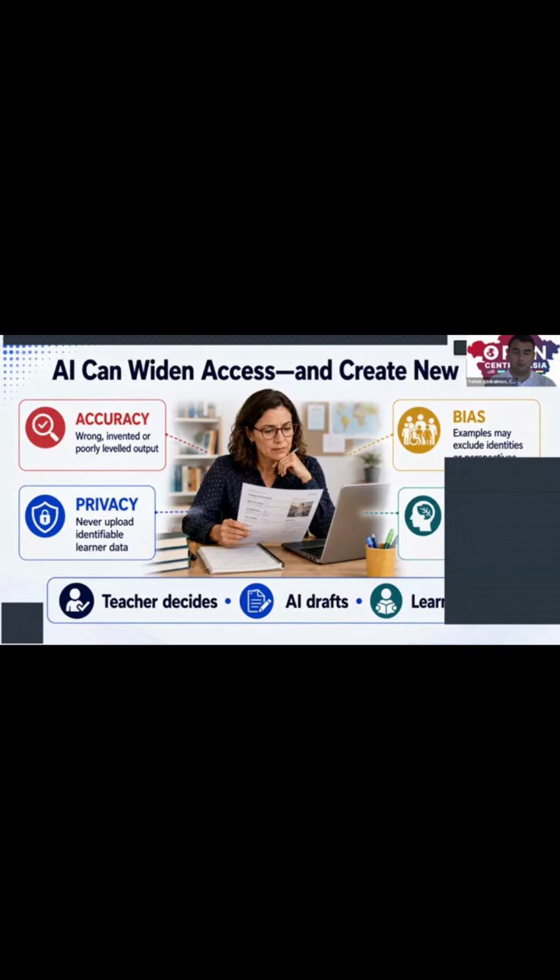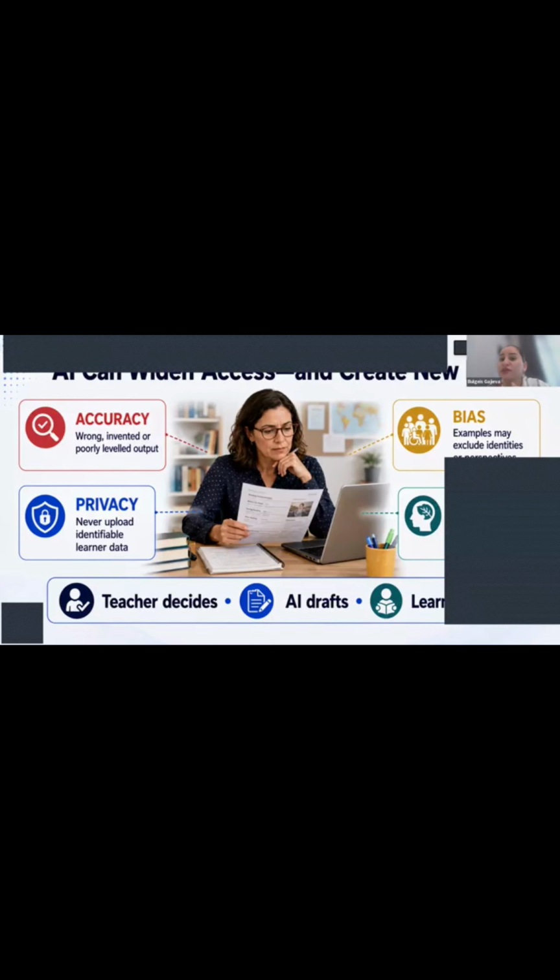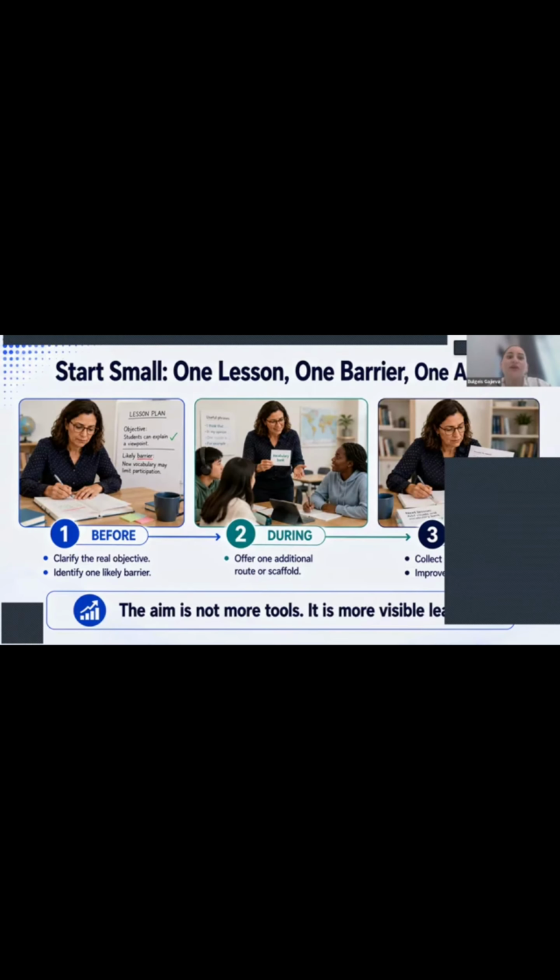The third one is privacy. Names, diagnosis, photographs, assessment records, or other identifiable information should not be put into public AI systems. It is really risky. Over time, these adapted materials will become part of your regular teaching resources, so differentiation becomes more manageable. AI may accelerate the first draft, but reflective teaching makes the adaptation effective.